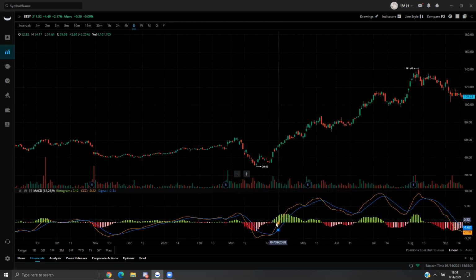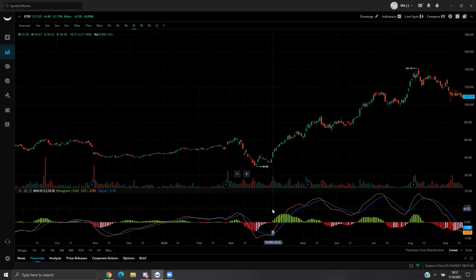So this histogram, the green and red bars at the bottom of the MACD, are essentially the distances between 2 moving averages. Now, the distance between the 2 moving averages is actually very important, because given the way a moving average is calculated, the distance between the moving averages can tell you the strength of the current trend in the market.